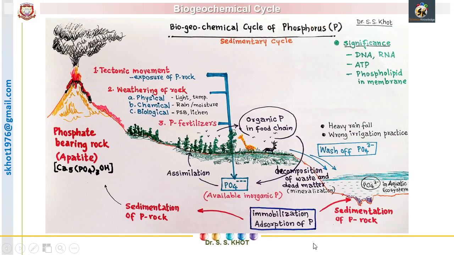You can take a screenshot of this figure. You can reproduce this figure. It will help you understand the different processes which are present in the biogeochemical cycle.